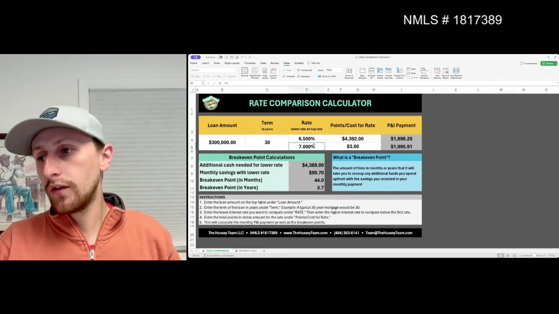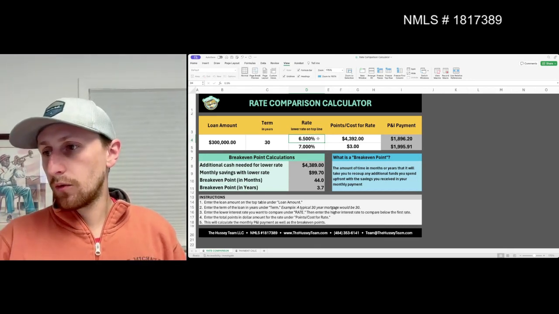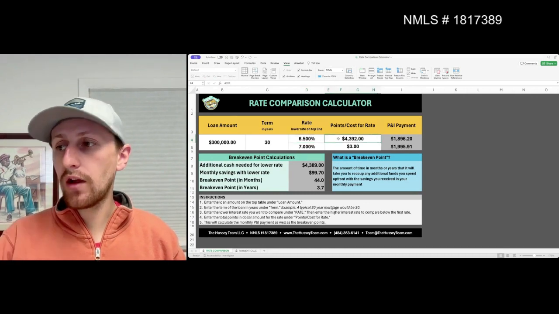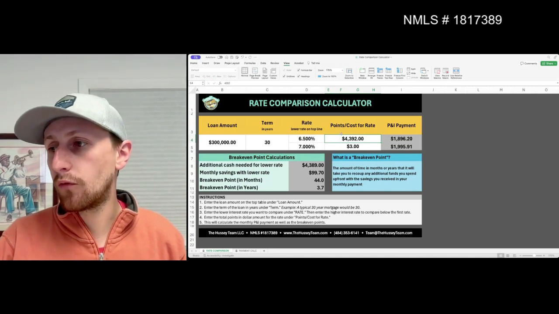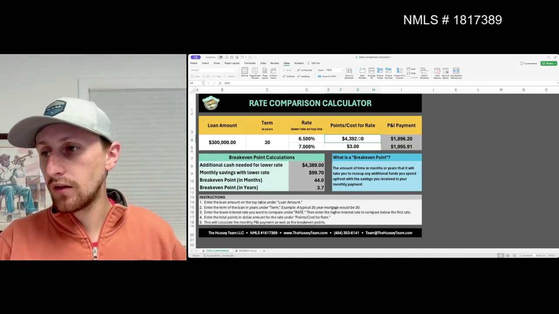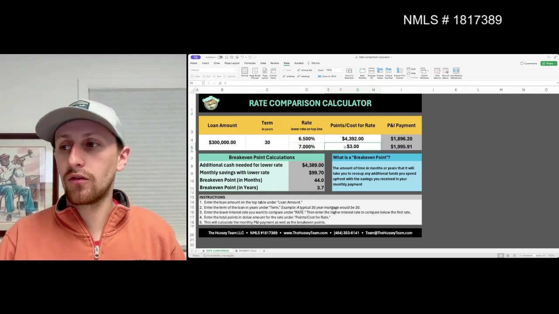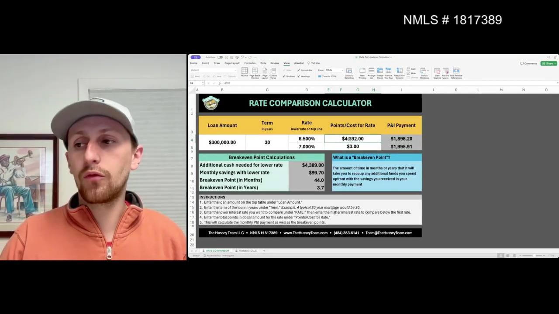So for this example, and I pulled these from a real live rate sheet today, we're going to be looking at a 6.5% interest rate. And the cost for that rate, or the points, because a lot of times there is a cost or a fee for the rate, is going to be $4,392. And we're going to be comparing it to a 7% interest rate where the cost is very minimal, only $3. So these are one-time fees at closing, or points is what they're called, for the interest rate.